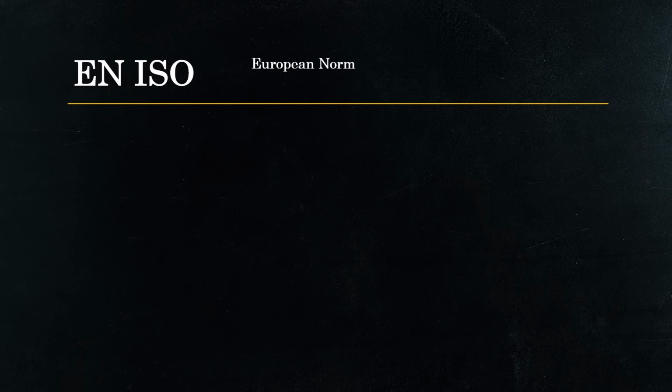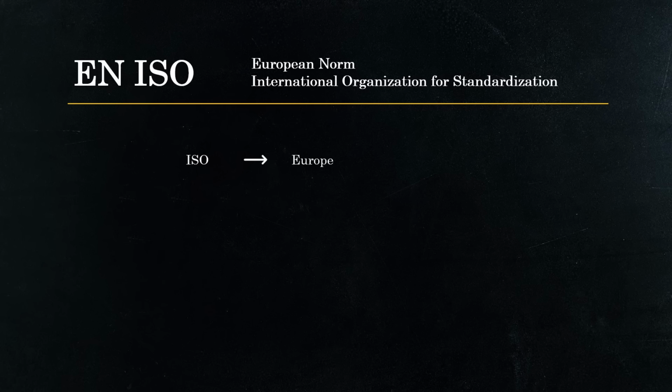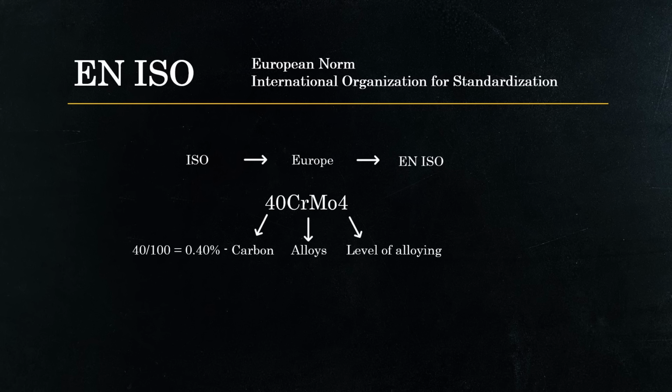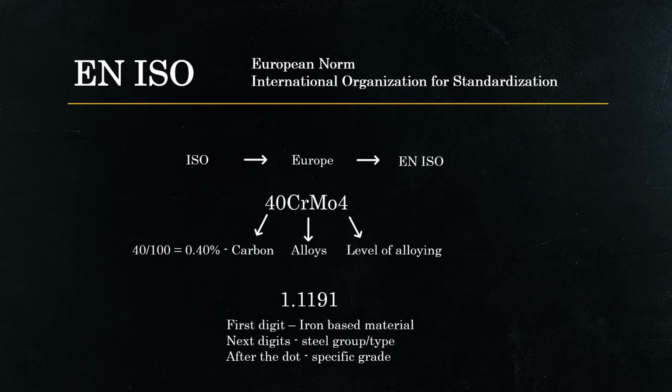And then we have the most precise standard, EN-ISO. EN, European Norms, and ISO is a global standard body. And when it's adopted by Europe, it becomes EN-ISO. Their naming is based on chemical composition, not just a random number. Widely used in Europe, the Middle East, and even in India for export.